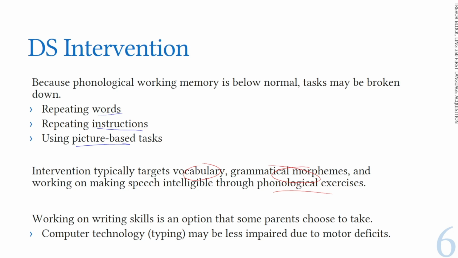Some parents do choose to work on writing skills with their kids. But again, like with some motor difficulties, writing skills can be quite challenging. So other people opt to improve on typing. And there's been some evidence that typing tends to be easier than writing when it comes to motor deficits. The fine-tuned muscles needed to write are a little bit more fine-tuned than what you need to type.